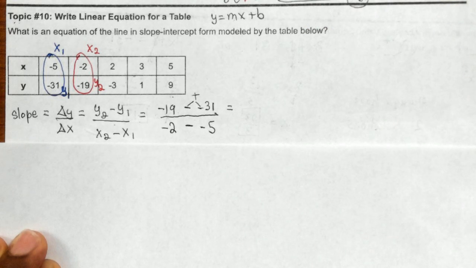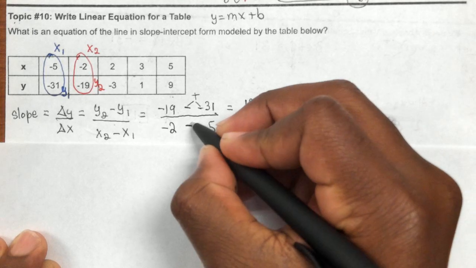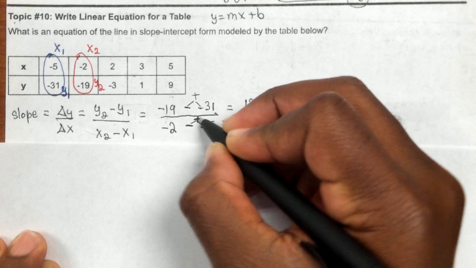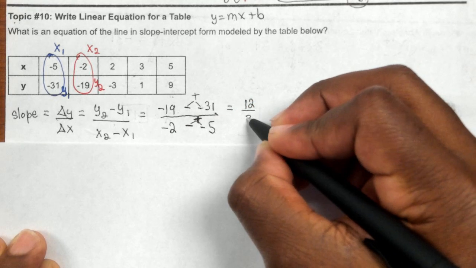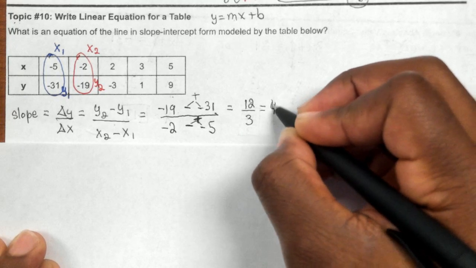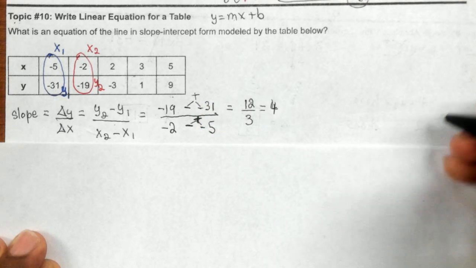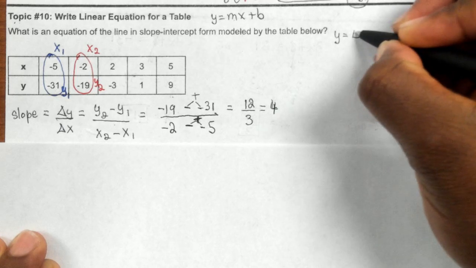So now I need to calculate. Negative 19 plus 31 will give me 12. Here again I have a negative beside a negative, so that's going to turn into a positive. So negative 2 plus 5 is positive 3. 12 divided by 3 is 4. So the slope of my equation would be 4.